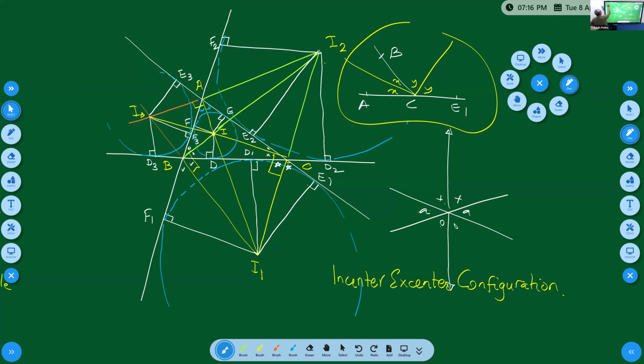Like in a triangle, we have seen perpendicular bisectors are concurrent. Then we have proved angle bisectors are concurrent. We will prove later that medians are concurrent and altitudes are concurrent. Out of which angle bisectors are concurrent. We are developing the theory based on this.